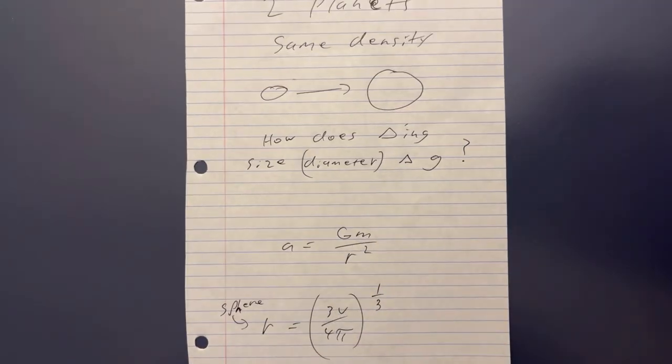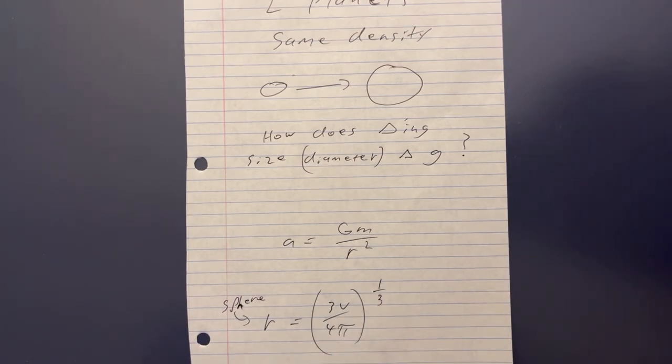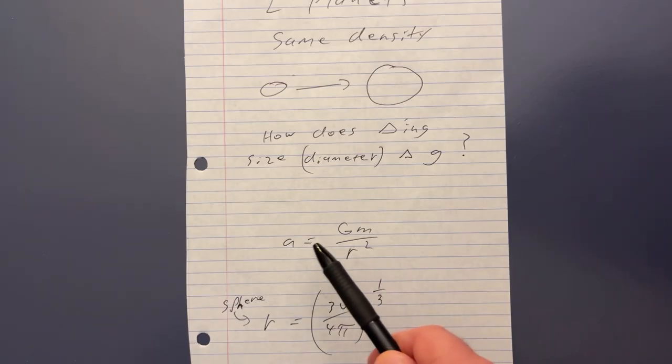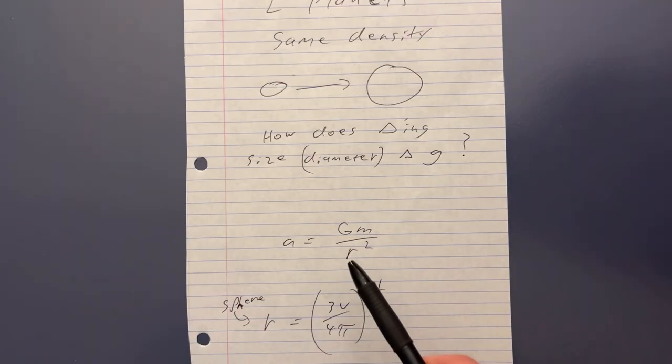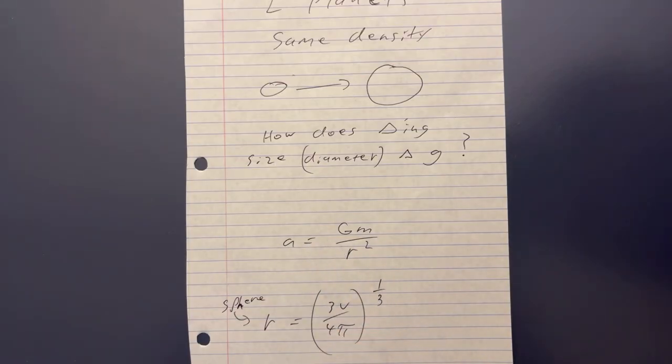Also notice the nonlinear relationship between the volume of a sphere or the volume of a planet compared to the radius of that planet, because you have to take the cube root of volume to get your radius. And if we're dealing with two planets that have the same density, then that would mean 10 times the volume will also equal 10 times the mass. So what's the probability that this volume, this mass, and this radius will all even out proportionally so that you can have a linear relationship between radius and acceleration from gravity?